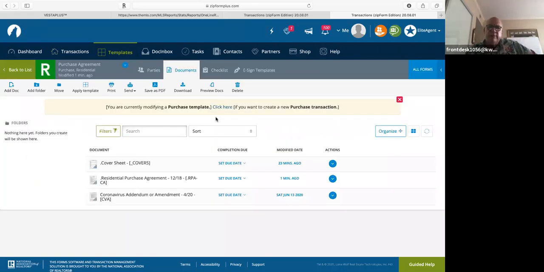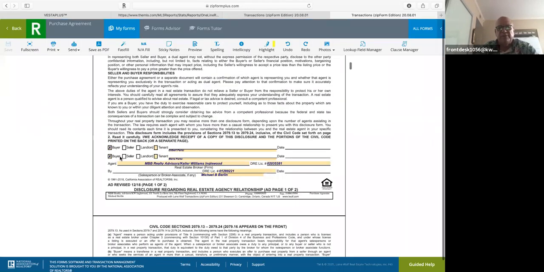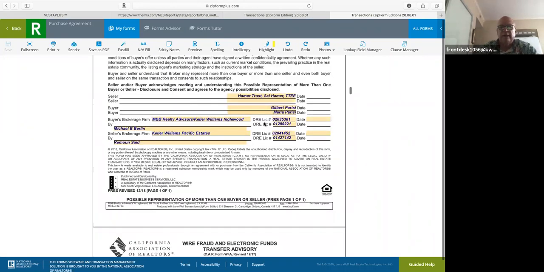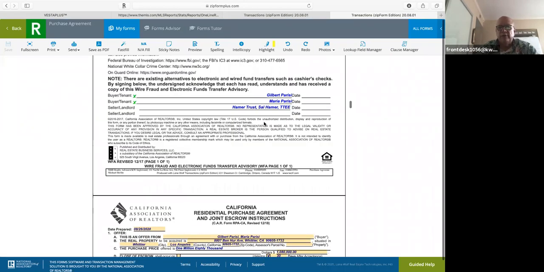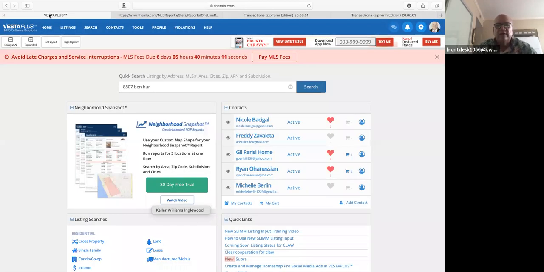Now it says I'm currently modifying a purchase template. So I'm going to say, okay, because what I'm going to do is make this a template for that buyer. Because I'm going to be putting in offers for this buyer on other properties, I believe, in case we don't get this one, I'm setting up a template for them. So that way I have a template just for this client. So if you have a buyer that you're working with and you're doing multiple offers, you can set up a template for them. So when we're done with this, we're going to save it and it will ask us to rename it.